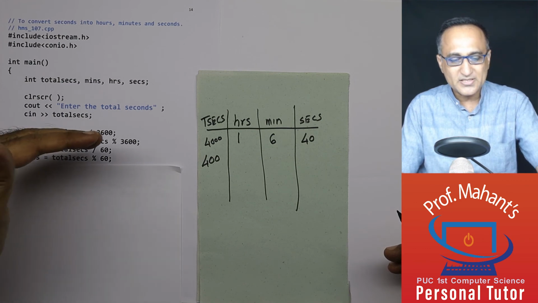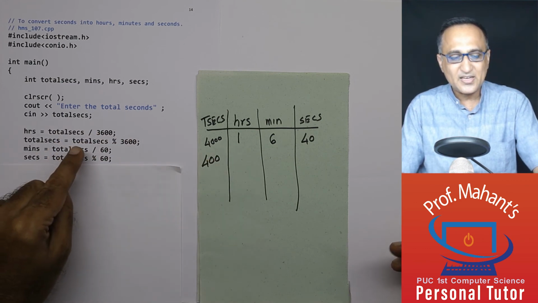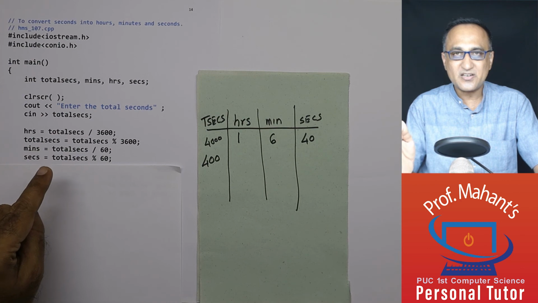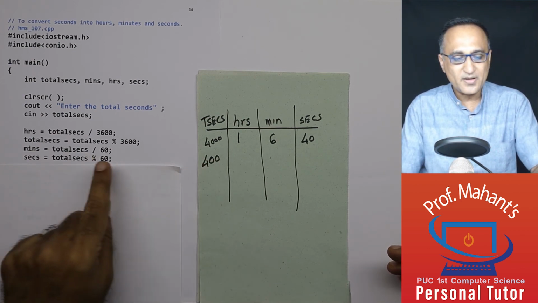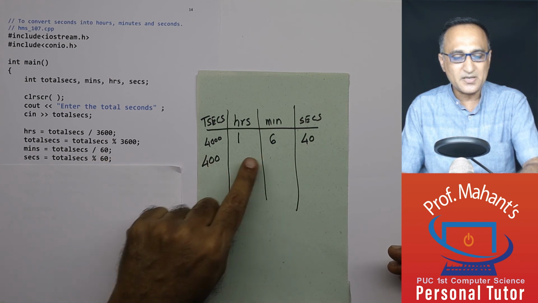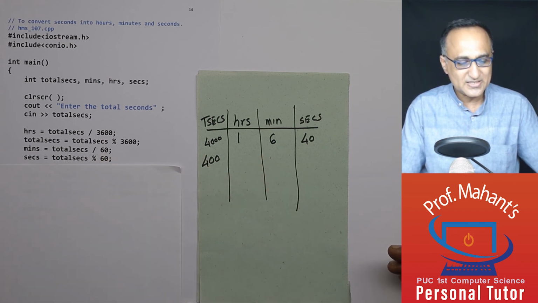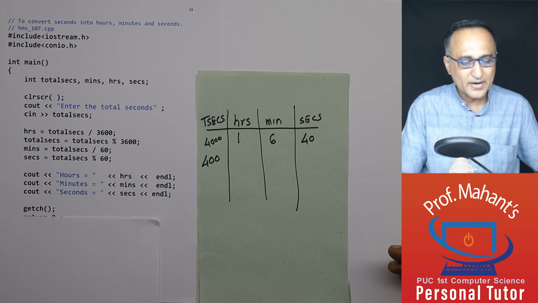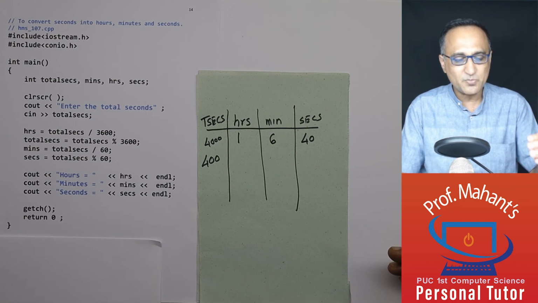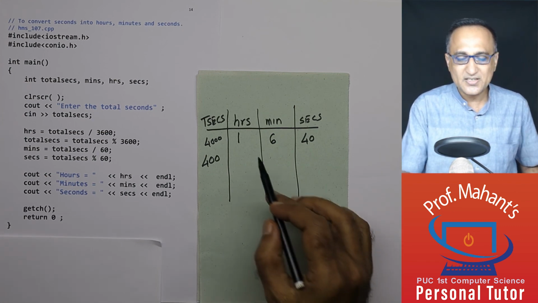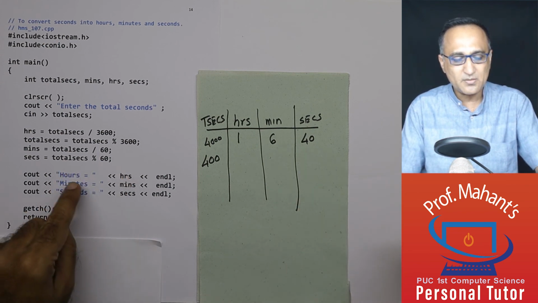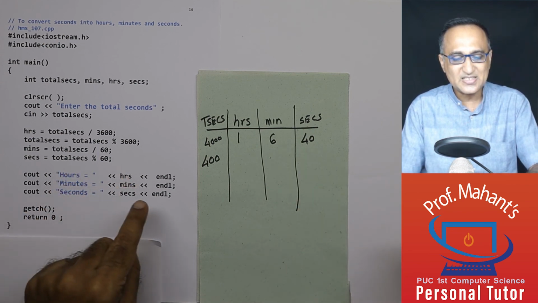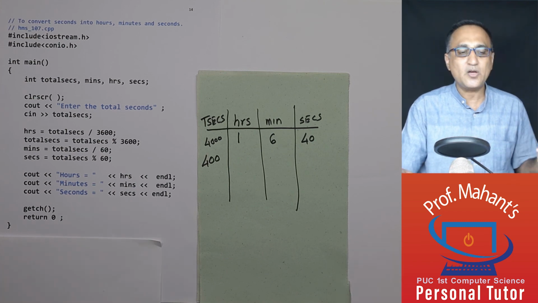So you take total seconds, get the hours, then you eliminate 3600 from that. So you get the total seconds, which is 400. Then divide by 60 to get the minutes, mod 60 to get the seconds. And lastly, I print the number of hours, minutes, and seconds. So it is telling me 1 hour, 6 minutes, 40 seconds. It will print hours is 1, minutes is 6, seconds is 40, and then it will come to a halt.